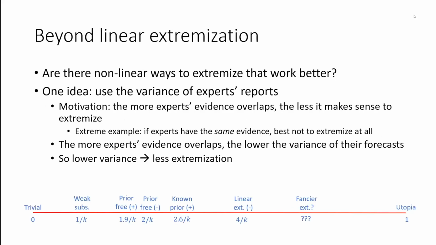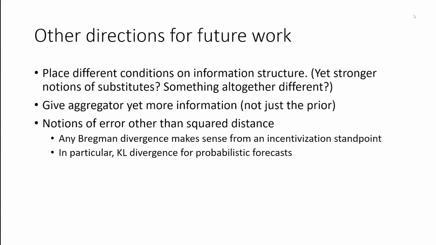So I think that going beyond linear extremization is an exciting direction for potential future work. And I'll close by mentioning a few other potential directions. One is we looked at projective substitutes. Maybe there are other natural definitions of substitutes or something else entirely, other conditions on the information structure.